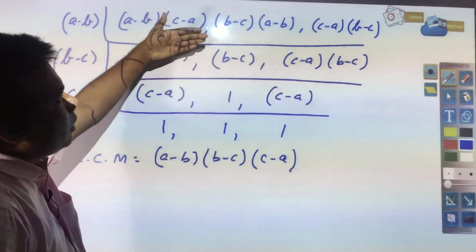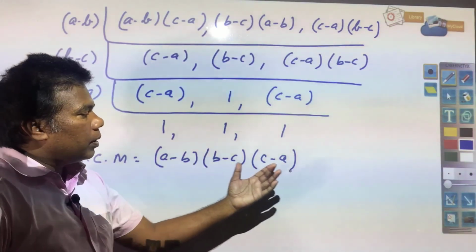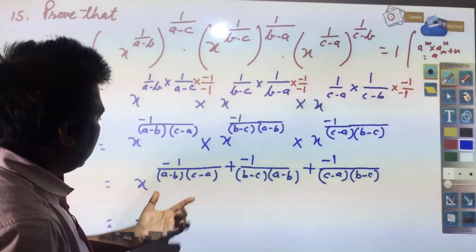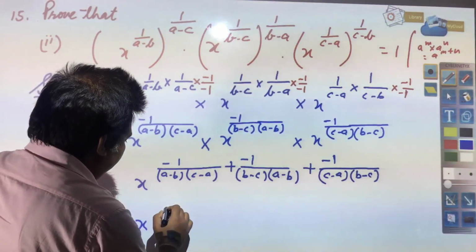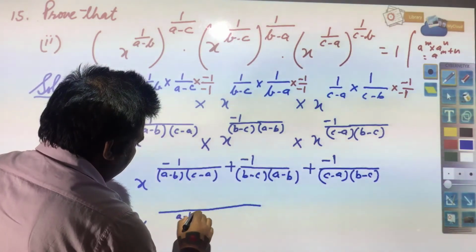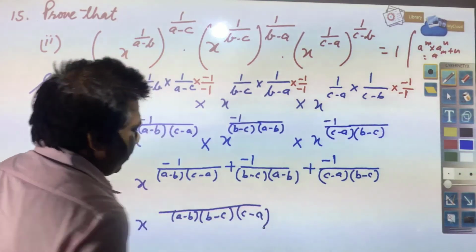Or by another method also you can find out the same thing. LCM you will find is a minus b into b minus c into c minus a. So, we have got over here the LCM: a minus b into b minus c into c minus a.